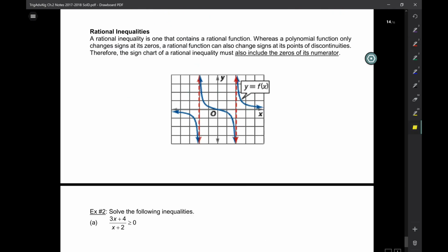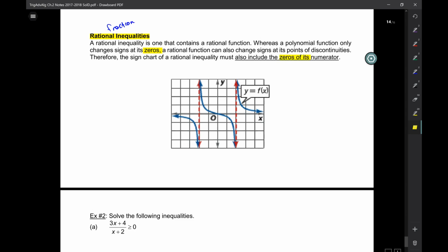Let's look at rational inequalities. Rational means fraction. So if you have an equation that involves a fraction, the one thing you have to watch out for is you have to look at the zeros of its denominator.